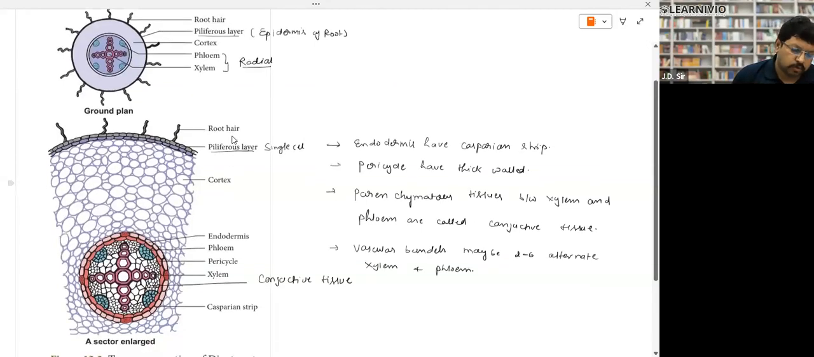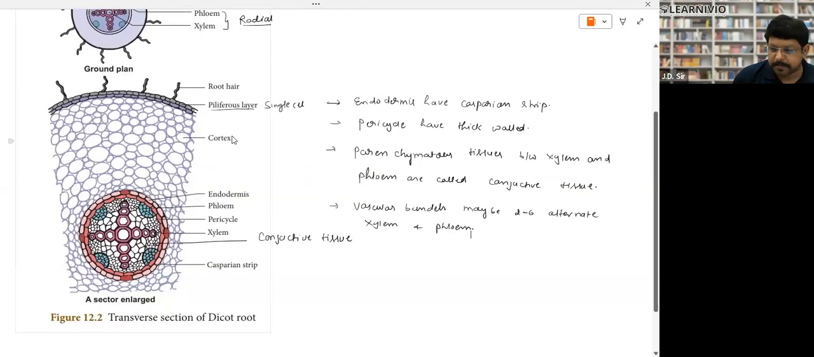If you have any doubt, go through your NCERT. If you have any doubt, ask. In dicot root and monocot root, there is a very small difference, right? Dicot root has fewer vascular bundles. The monocot root has more vascular bundles than dicot. That's it. That is the difference. Go through the diagram. Ask me if you have any doubt.